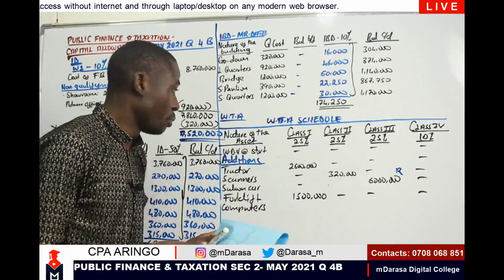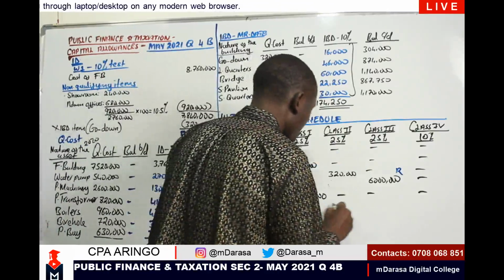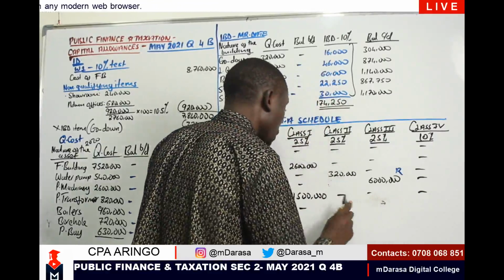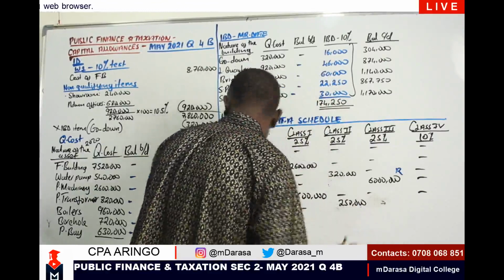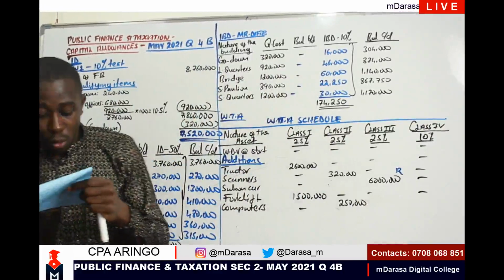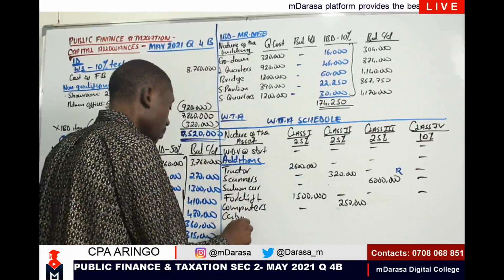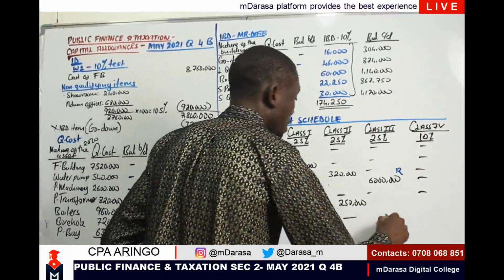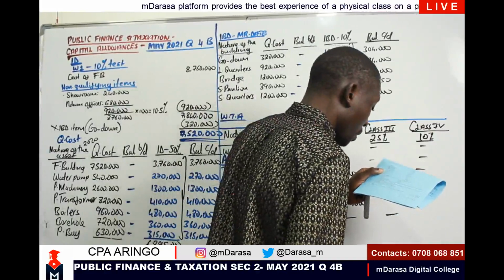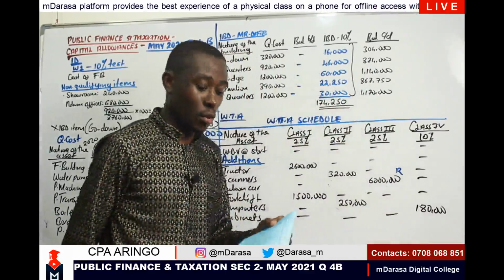We have computers. Computers, in this case, I was given a figure of 250,000. Class 2, 250,000. Correct. Then I'm given office cabinets. Talk of office cabinets. That is dustbin class, and dustbin class, you know very well, is class 4. Office cabinets, I'm given a figure of 180,000, right? Being our office cabinets.